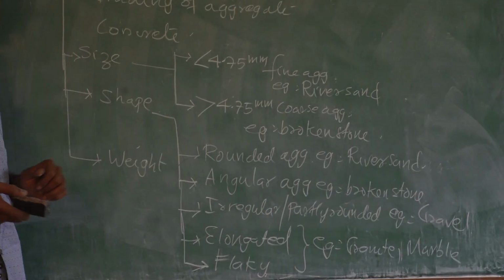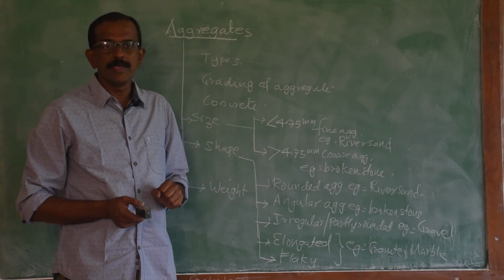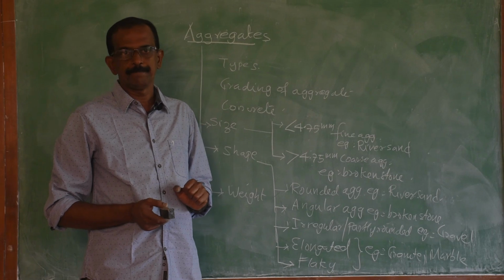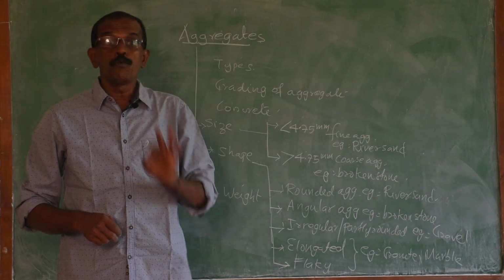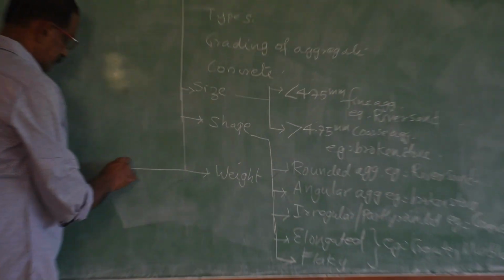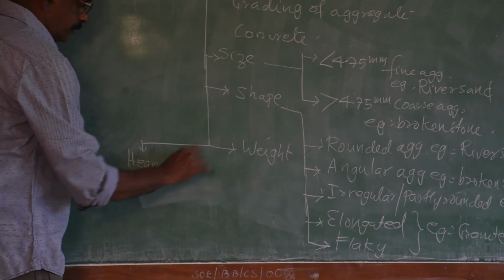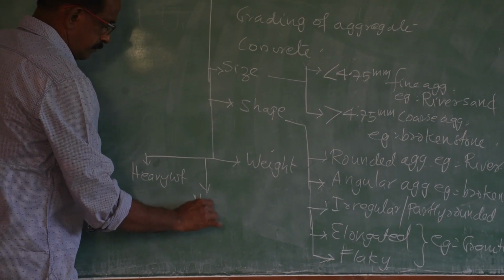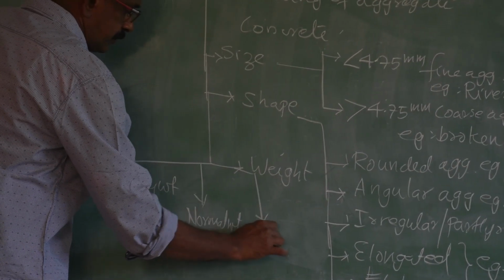The third classification is based on the weight. As we know, aggregates are mainly used for making concrete. So this classification is based on the weight of the concrete. There are three types: heavy weight, normal weight and light weight.